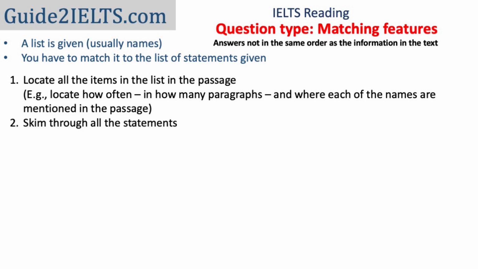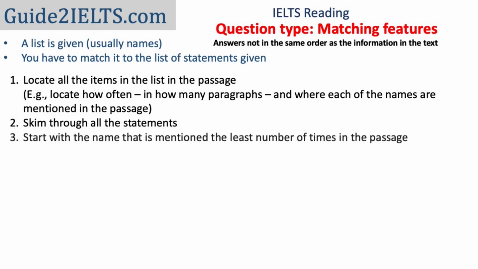Second, skim through all the given statements. Skimming means you glance at all the statements quickly. Do not try to understand in detail what is being said in the statement, but just focus on the words that catch your attention. Next, begin with the item or the name from the list that is mentioned the least number of times in the passage, because this name will have the least amount of content in the passage, so it is easier to handle.